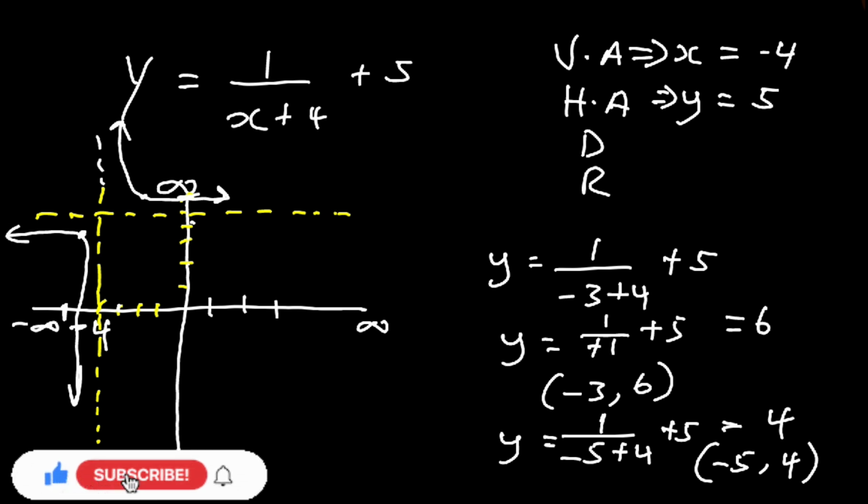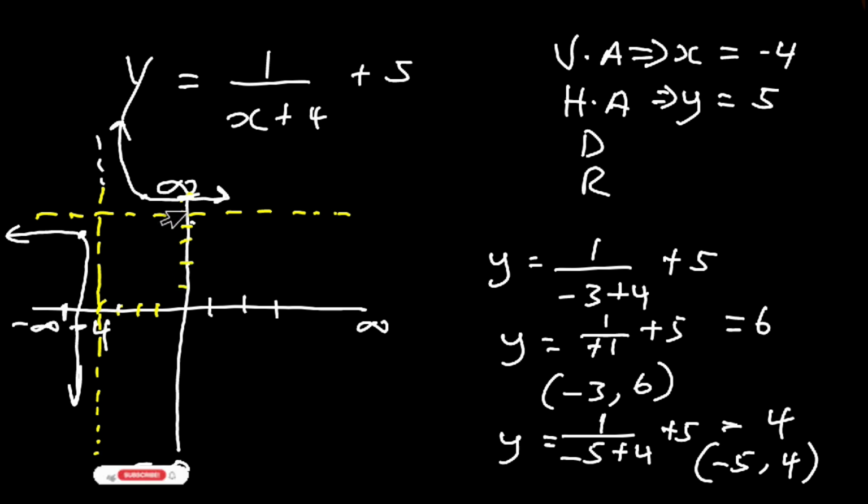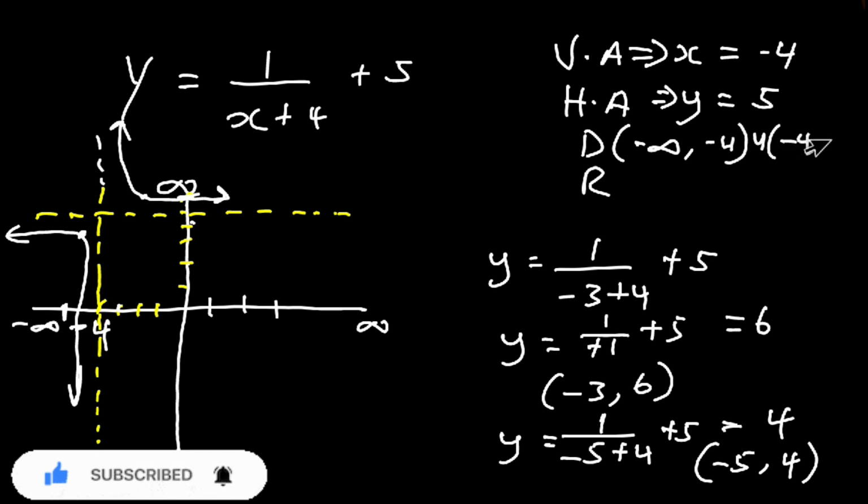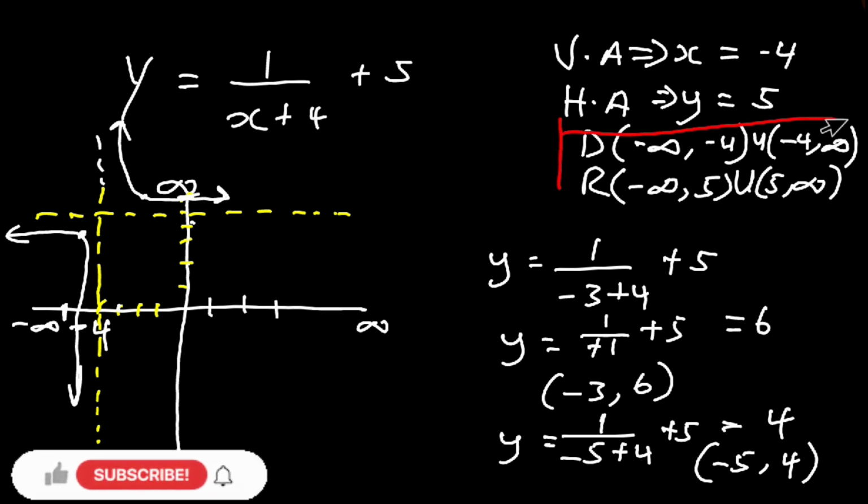Now let's find the domain and range of this function. Remember, for the domain, we are going to remove the vertical asymptote, and for the range, we will remove the horizontal asymptote. So the domain of this function is -infinity to -4, we remove it, then union -4 to infinity. And then for the range, you remove the horizontal asymptote. It's going to be -infinity to 5, then union 5 to infinity. So this is the domain and range of this function.